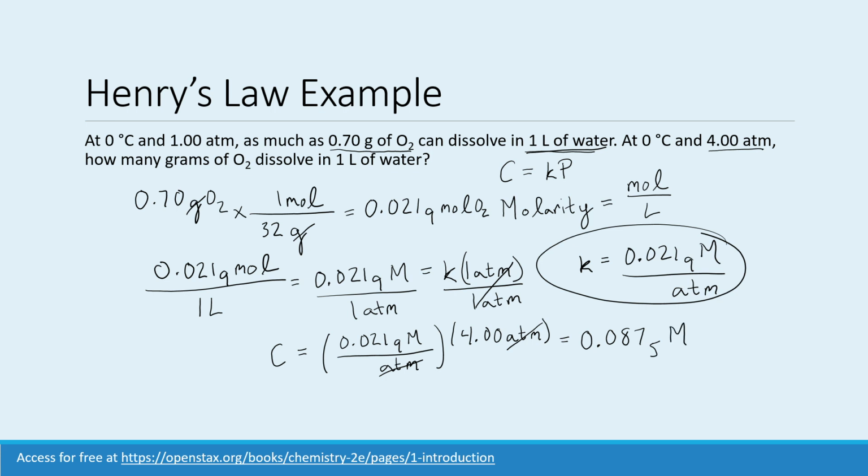So how many grams of oxygen will dissolve in 1 liter of water? Remember, molarity can be used as a conversion factor because it is moles per liter. So we will take the 1 liter of water, so 1 liter of solution, times our molarity, 0.0875 moles per liter, right, because molarity is moles per liter. And so that molarity is equal to the amount of moles that you have of oxygen.